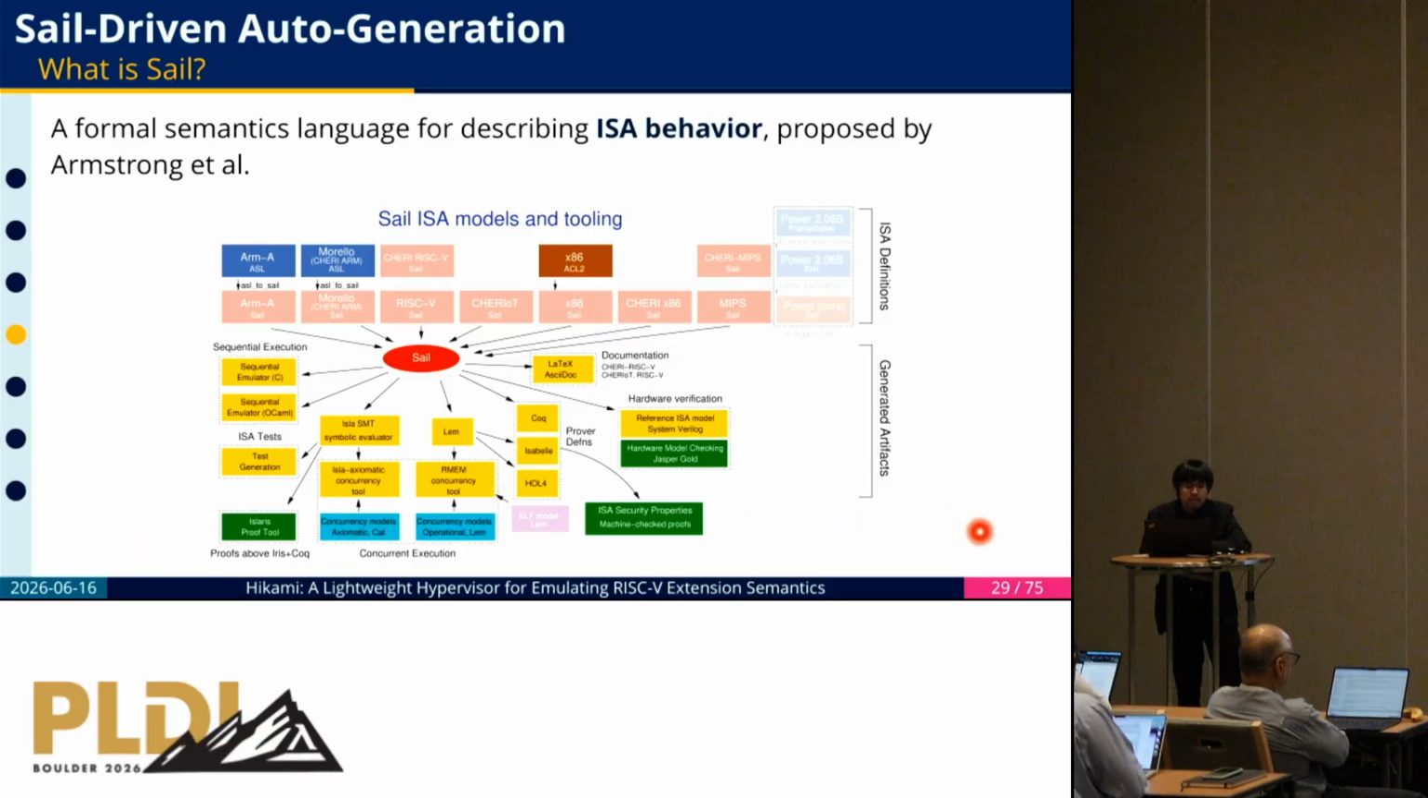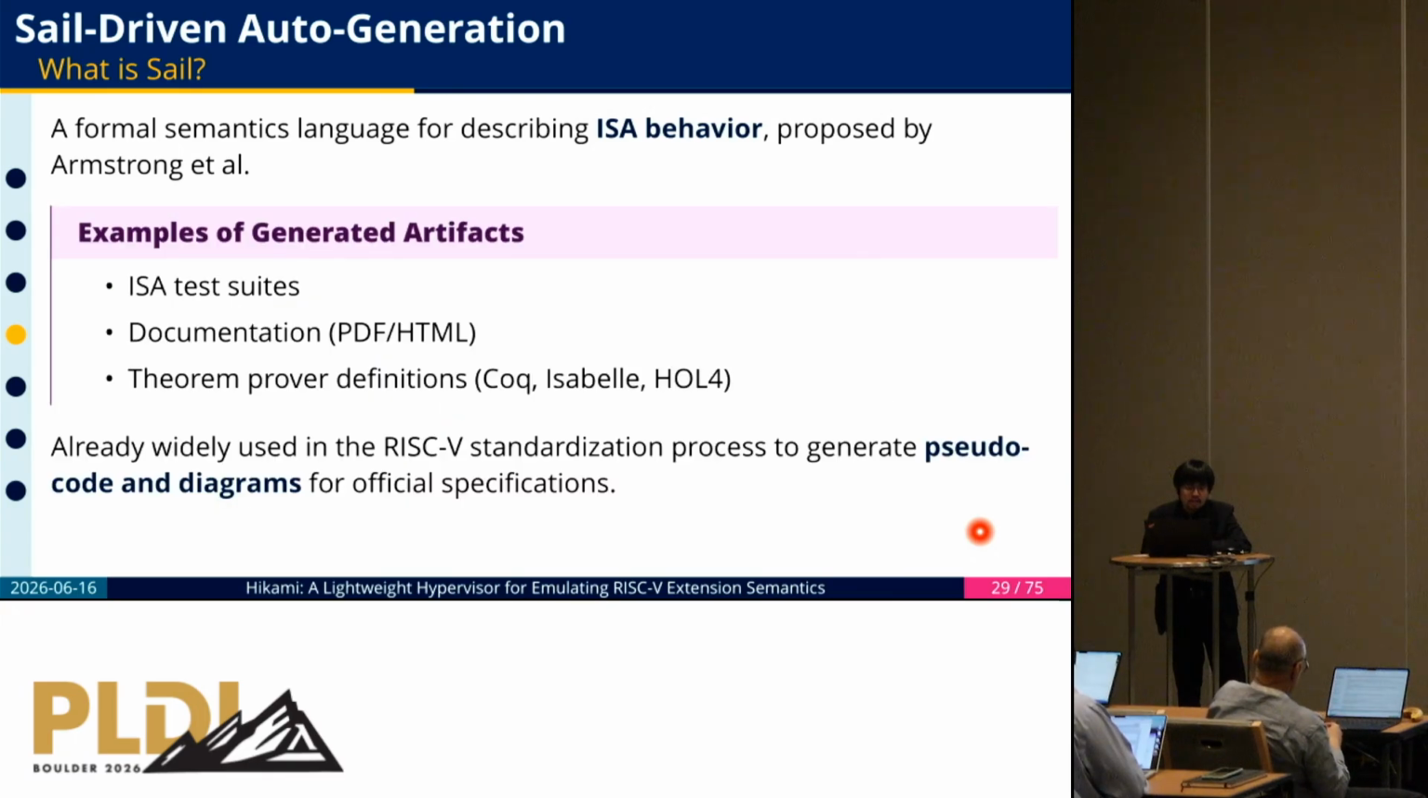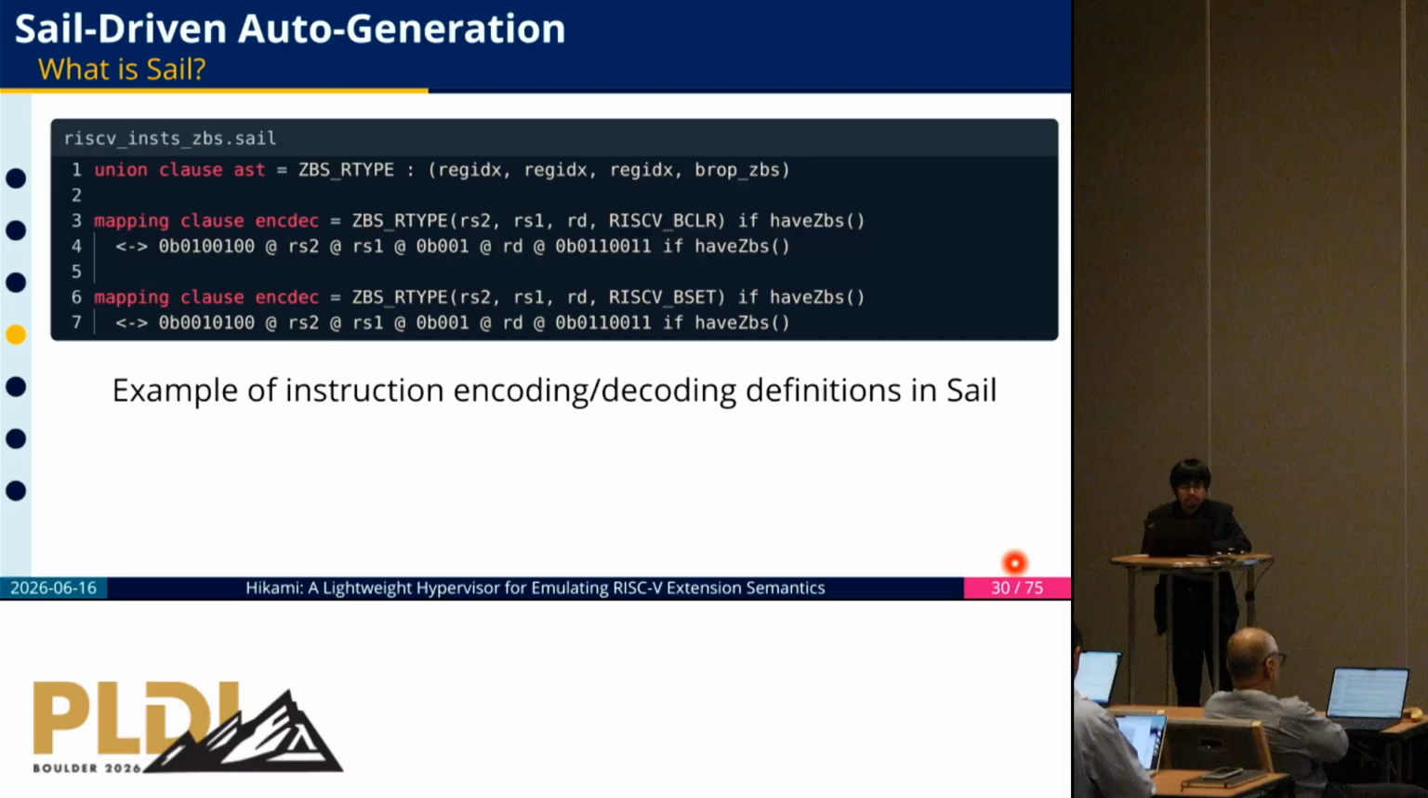So what is SAIL? SAIL is a formal language specifically designed for describing the semantics of instruction sets. It is already widely used by the RISC-V community to generate official documentation and test suites. By using SAIL, we leverage an authoritative and unambiguous source of truth for all RISC-V extensions. This is what SAIL code looks like. It defines the mapping between the instructions and the binary encodings. Our framework parses this definition to extract the necessary information for automatic generation.